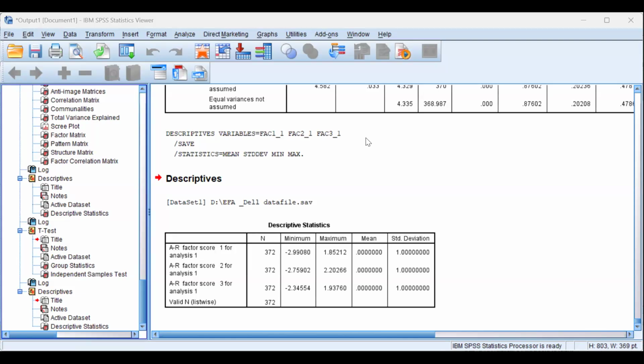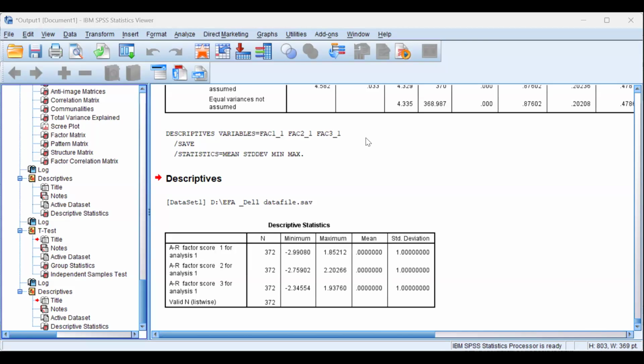What is KMO? KMO is basically the Kaiser-Meyer-Olkin test, which refers to the statistical measure and it assesses the suitability for EFA. If KMO is more than 0.7, then it gives you a green signal that you can go ahead with your analysis further.